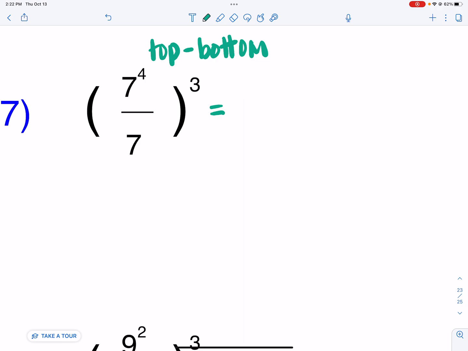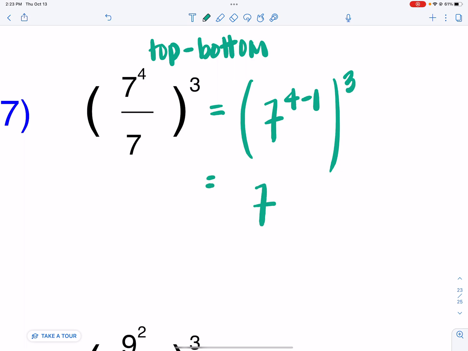So just like with the multiplication ones, I'm going to do the inside first. So this is going to be 7 to the 4 minus 1 because I did the top exponent minus the bottom exponent. So this is 7 to the 3rd, to the 3rd power. Now I can use my power rule to multiply the 3's. So this becomes 7 to the 9th power.